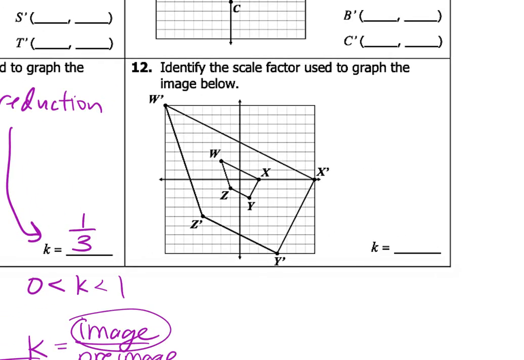You have 4 points and then 4 prime points. What is your thing going to be? Is this an enlargement or a reduction? It's an enlargement, which means your k value, when all is said and done, should be greater than 1. So if you get a fraction, it means you put the wrong number on top, right? Flip it over if you get a fraction.